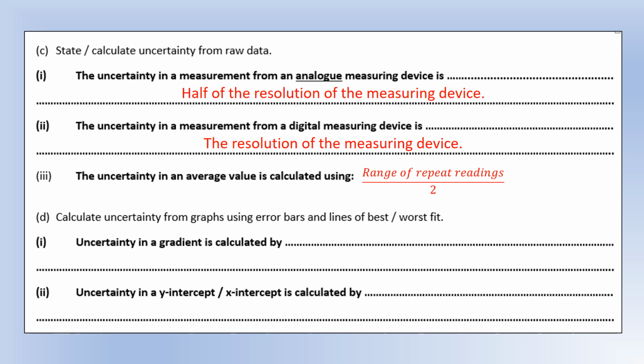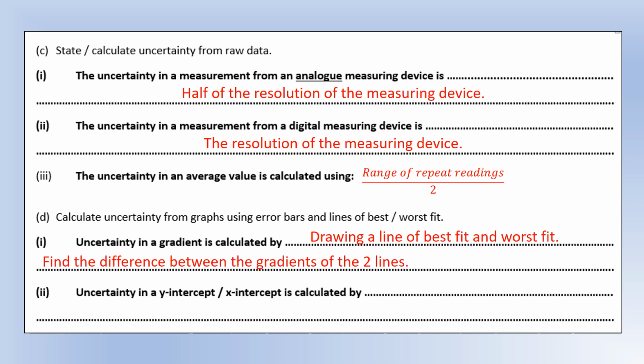So to find the uncertainty in a gradient, you need a graph with error bars on it. And what you do is you draw a line of best fit and a line of worst fit. A line of worst fit is essentially the worst line of best fit that still goes through the error bars, whereas with your best fit, you're trying to get it as close to all the points as you can. And once you've done that, you find the difference between the gradients of the two lines. That will be the uncertainty in the gradient.